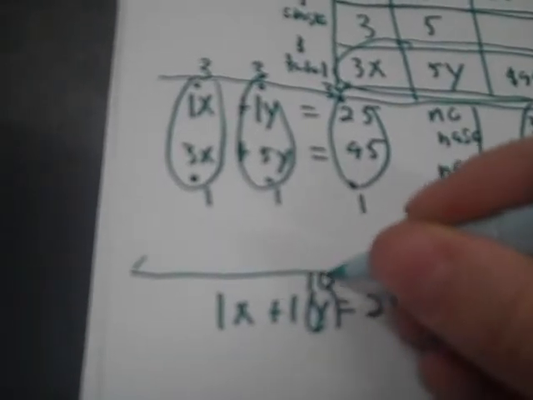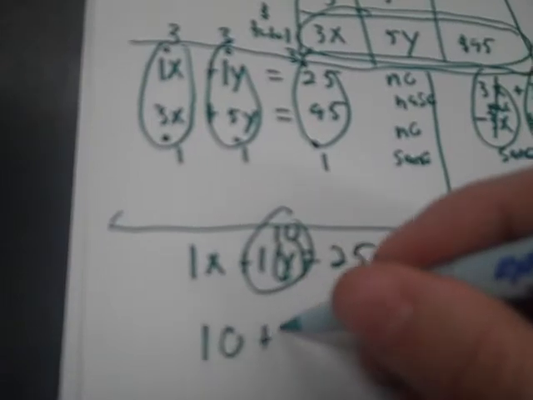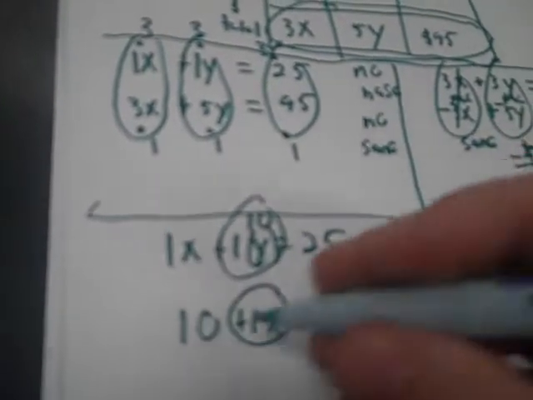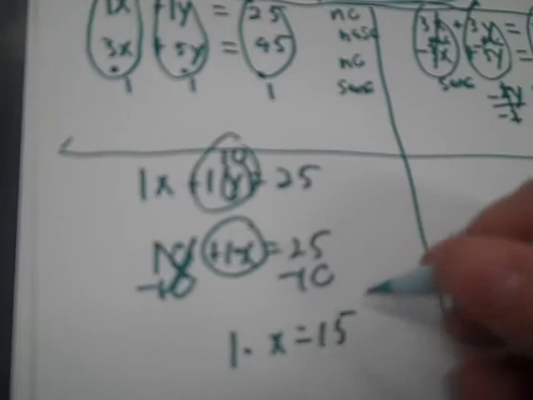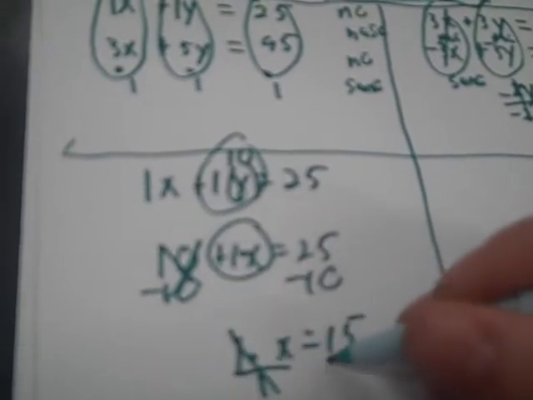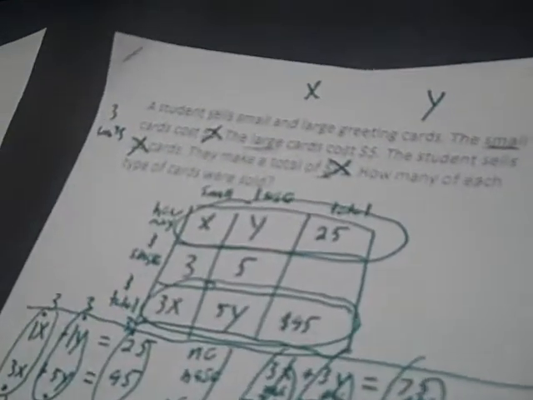Y is 10, so I replace 10y with 10, and I take 1 times 10. That's 10 plus 1x equals 25, and I dot my 1x, and I just minus 10. 1 dot x equals 15, and then divide by 1, but it's still 15. So 15 small and 10 large.